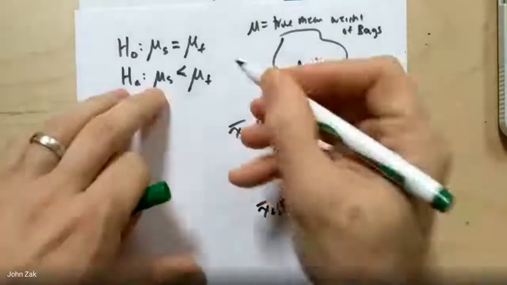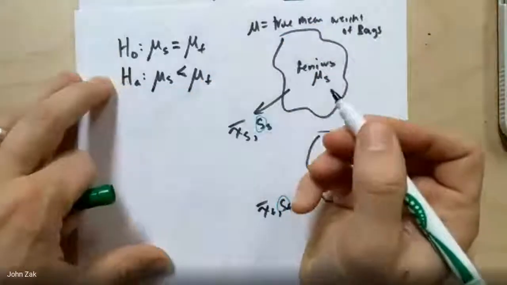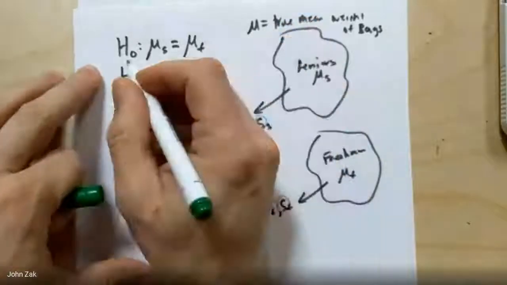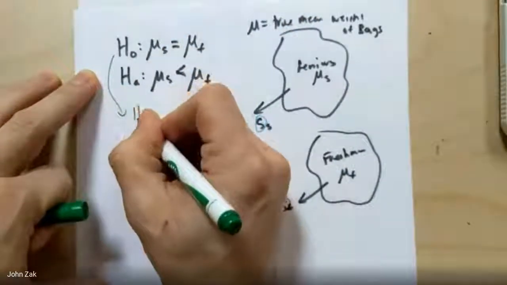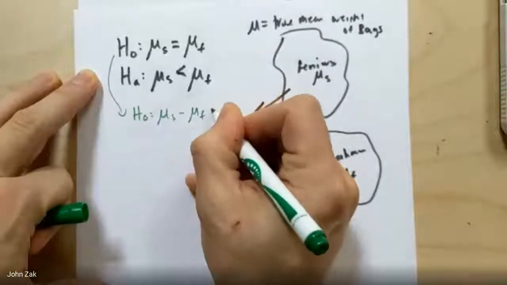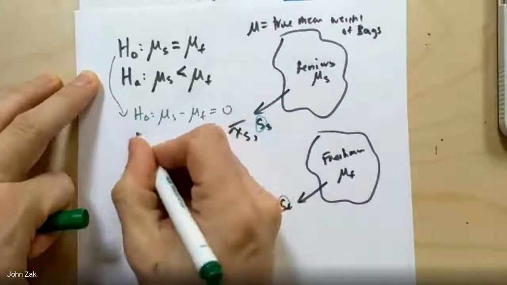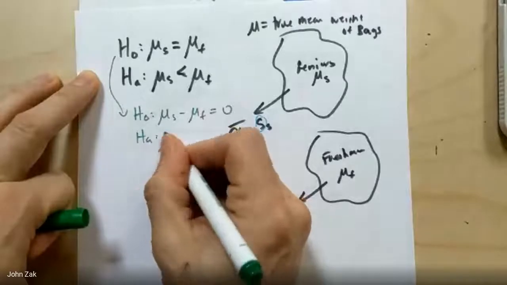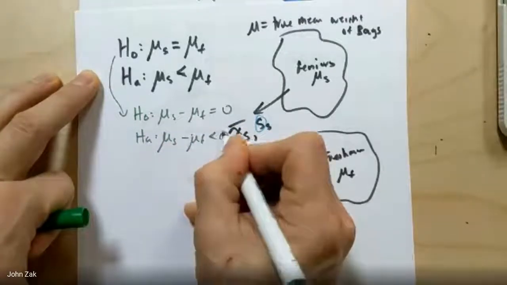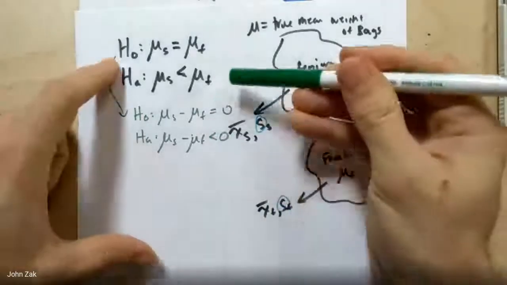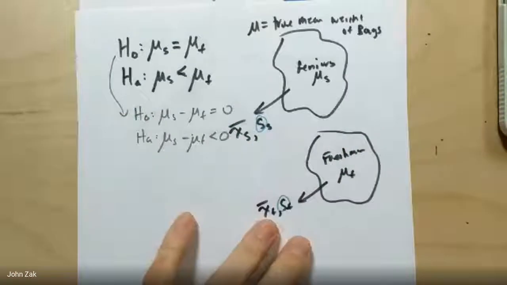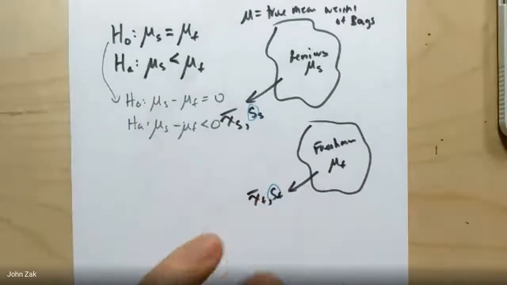And of course, just like we saw in our other lesson, we'll turn this into a difference, right? So this null hypothesis will end up becoming mu s minus mu f is equal to 0. And the alternative hypothesis will end up becoming mu s minus mu f is less than 0, right? So we're taking this inequality statement and turning it into a statement about differences. So that's nice, nothing new.